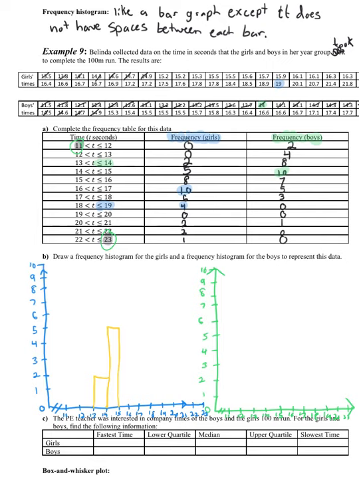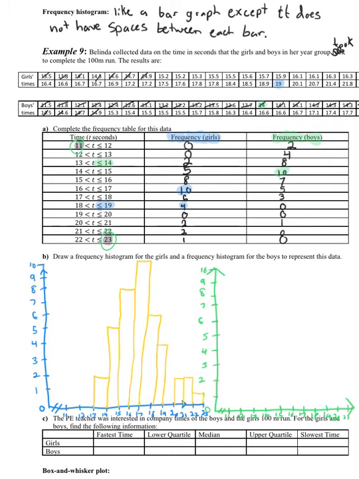At 15, they had 8, so we're going to go up to 8. At 16, they had 10, so we go all the way to the top. At 17, they had 6. If I had a straight edge, this would probably look a lot nicer. At 18, they had 4. And then they had 0 at 19, 2 at 20, 2 at 21, and 1 at 22.